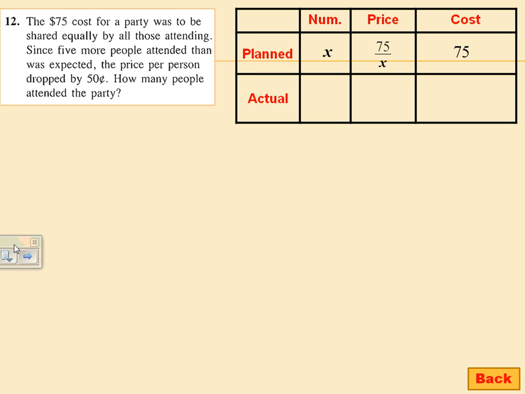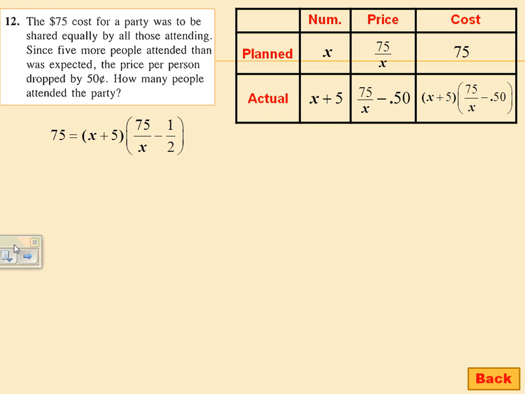But according to the problem, guys, we know that 5 more people attended. So that's going to be X plus 5. So how much did people have to pay then? Well, the price dropped by 50 cents. So that's going to be 75 over X minus 50 cents. And I'm just going to multiply that to get the cost. Well, the cost originally was 75, which is the same as the actual cost. So I'm going to make those equal to each other.